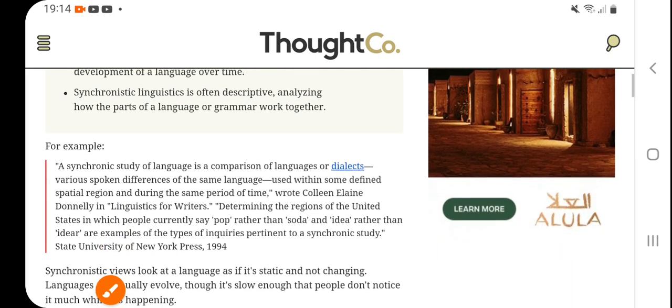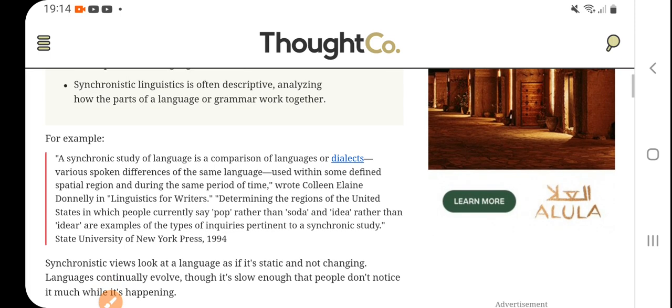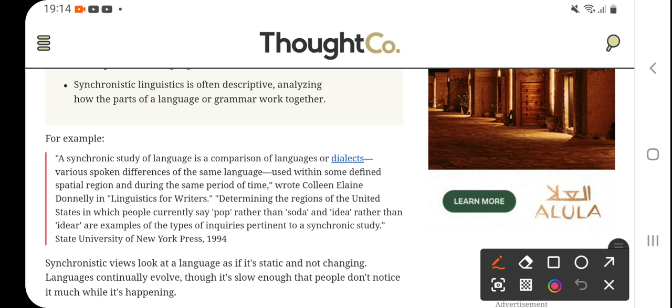Now, synchronic linguistics is often descriptive, analyzing how the parts of language or grammar work together. Very important. It is often descriptive, of course, because it will describe, analyzing how parts of language or grammar work together. So how grammar works together, that is synchronic linguistics.